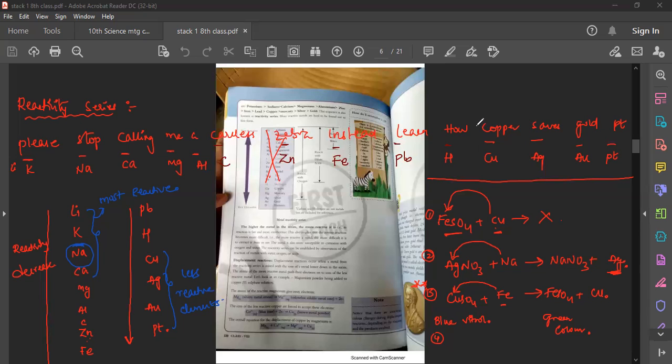Any doubts in this? No, sir, no doubts. Okay. Take the screenshot of this. You can copy it afterwards. Done, sir. I'm going to clear all the things. Finish, Sahu. Yes, sir. Okay.